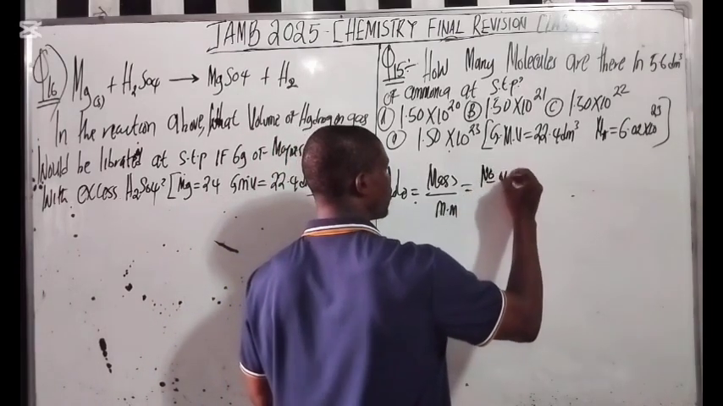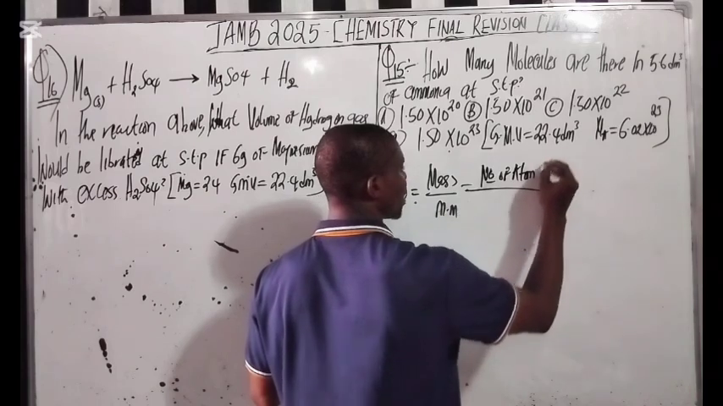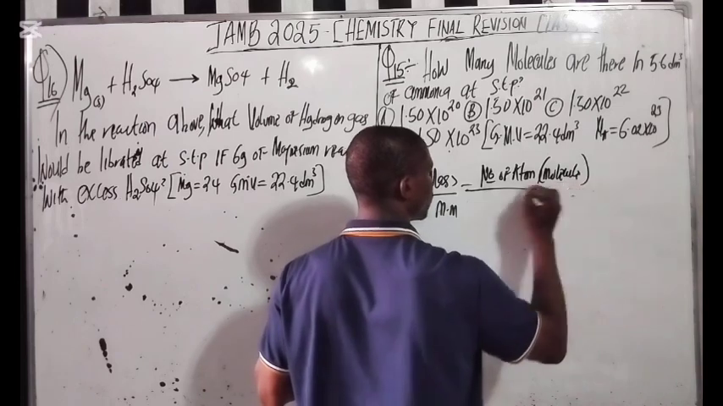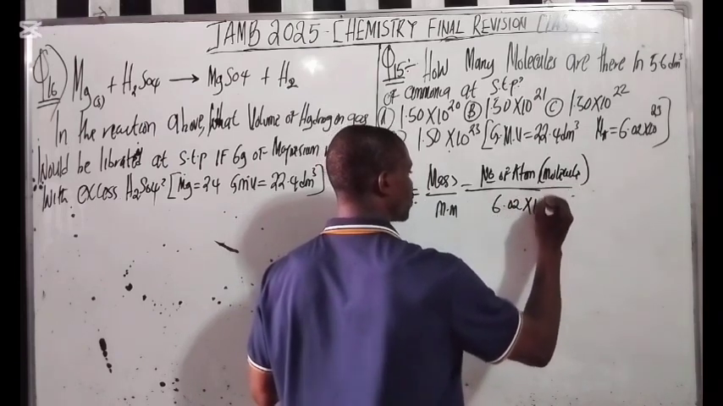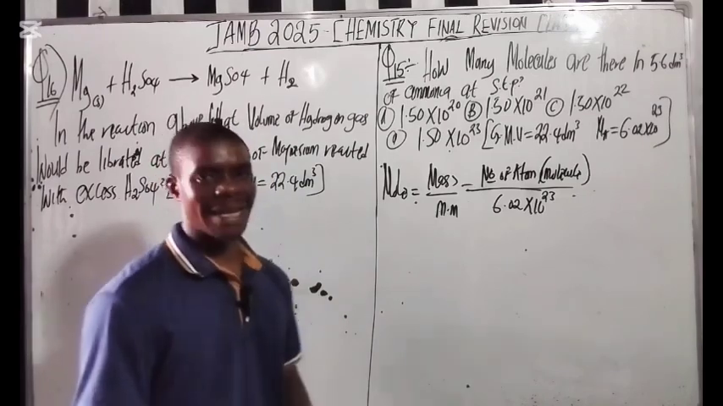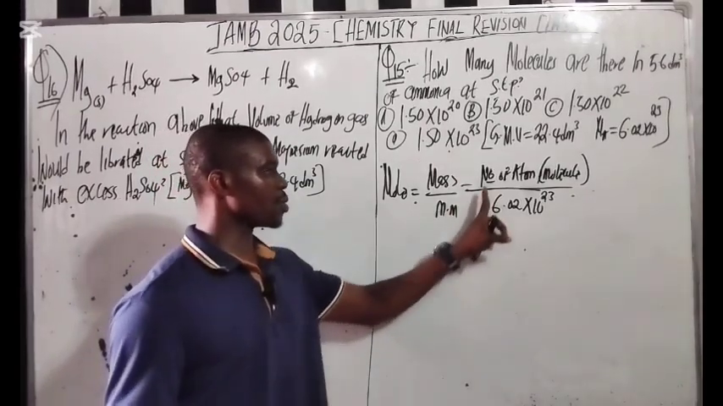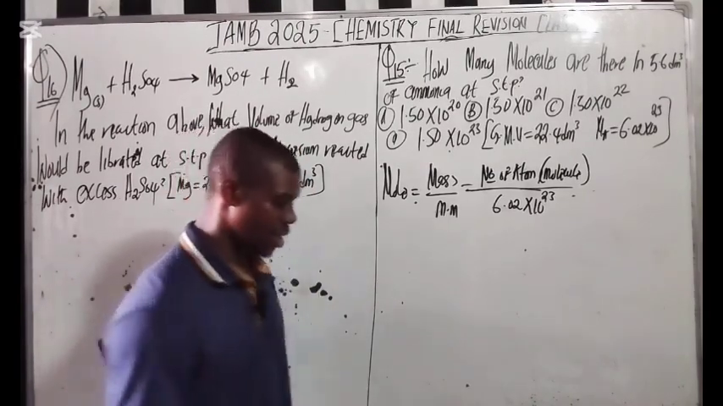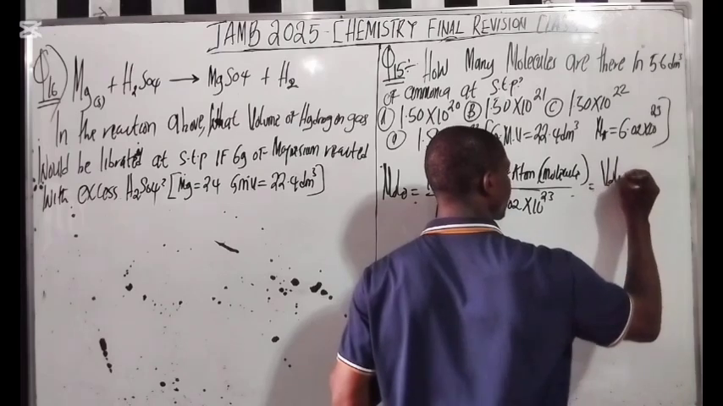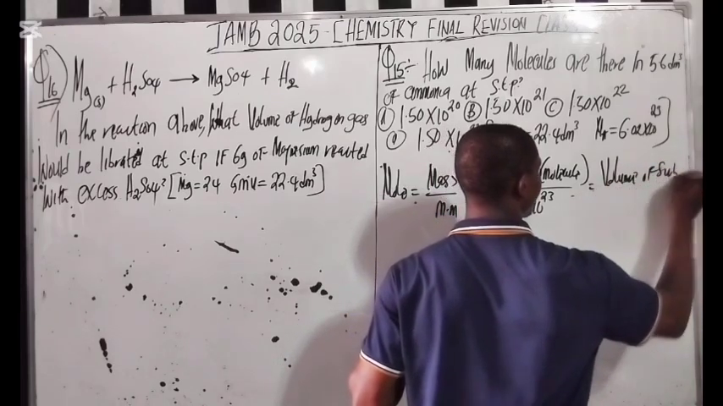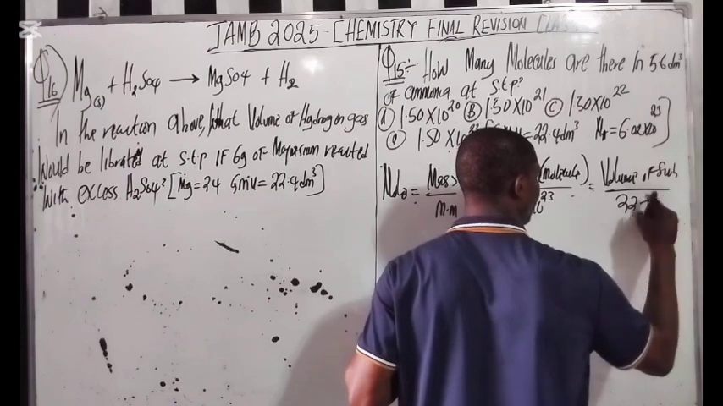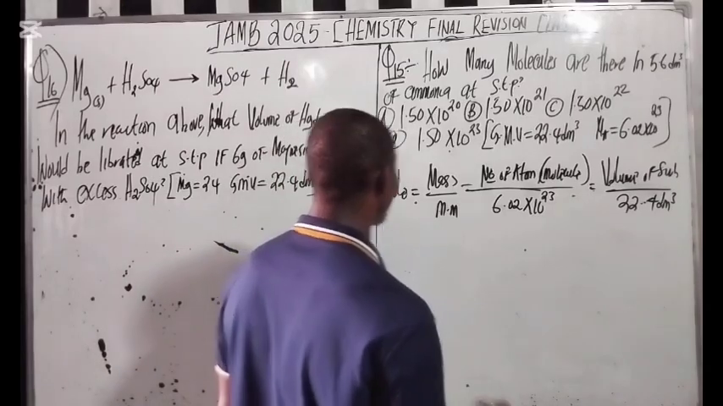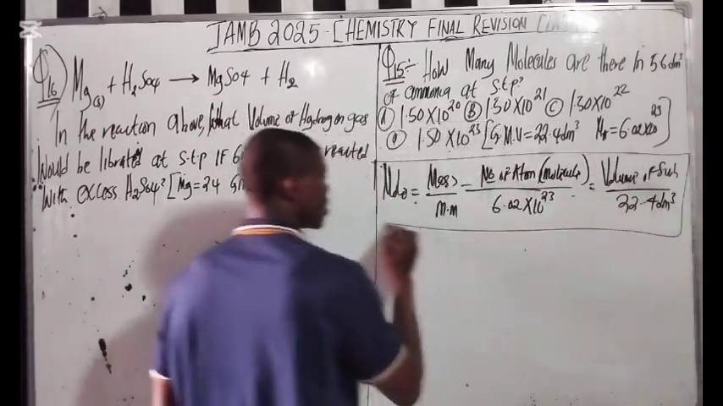Another formula you can use: mole equals number of atoms or molecules over 6.02 exponential 23. So the formula I can make use of is mass over molar mass equals mass of atom over 6.02 exponential 23. Next one I want to look at is volume of substance over 22.4 dm cube. So these are the formulas you can make use of here, and you have to take this down.